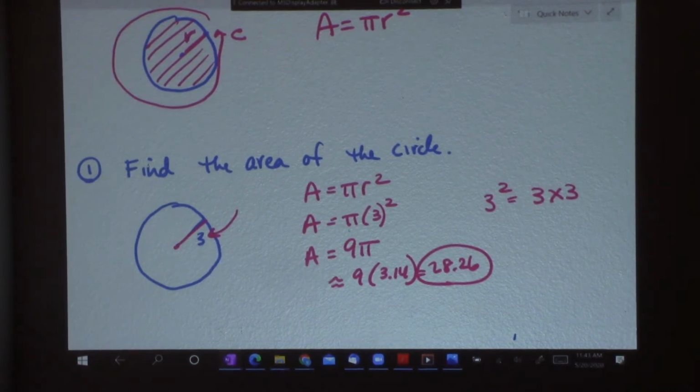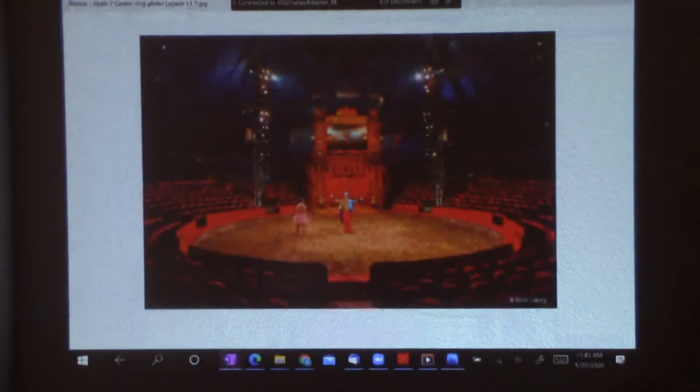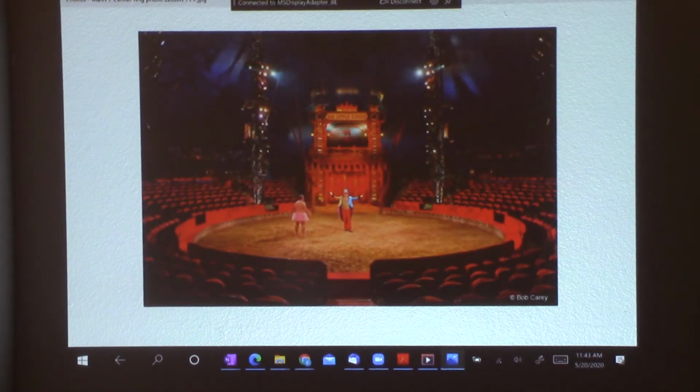All right. Now I want to show you a picture. I'm going to read a problem out loud. This is our word problem for this lesson. Isn't that beautiful?